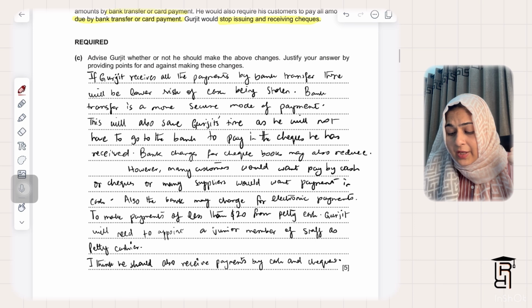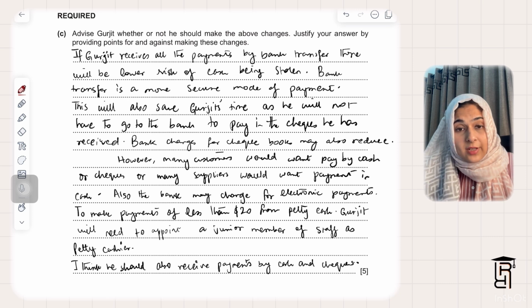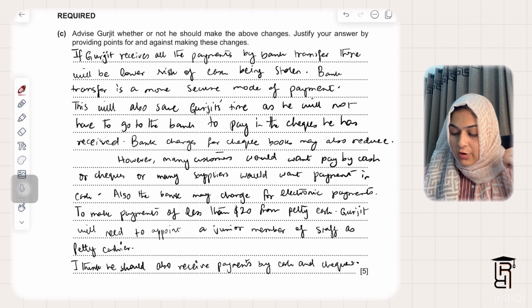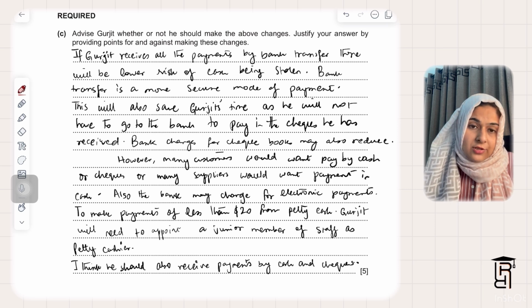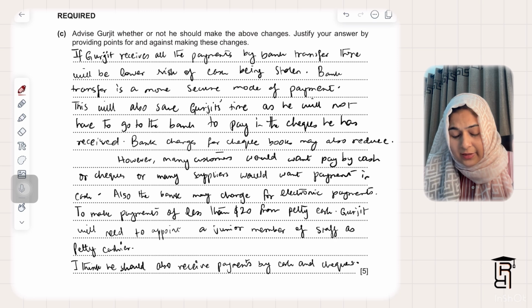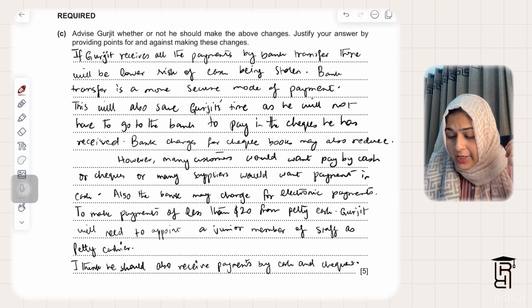Then, however, like I have written for you guys, many customers would want to pay by cash or checks, because many customers do want to pay by cash. Or many suppliers would want payment in cash. That is also true, because a lot of suppliers don't accept bank transfers. Also, the bank may charge for electronic payments that Gurjeet is using. So bank transfer is an electronic payment, so the bank may charge for these transfers.